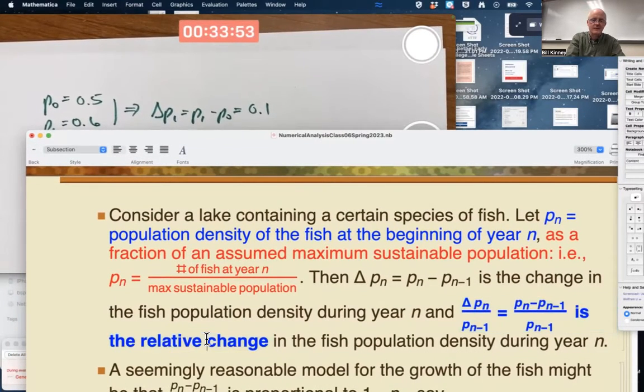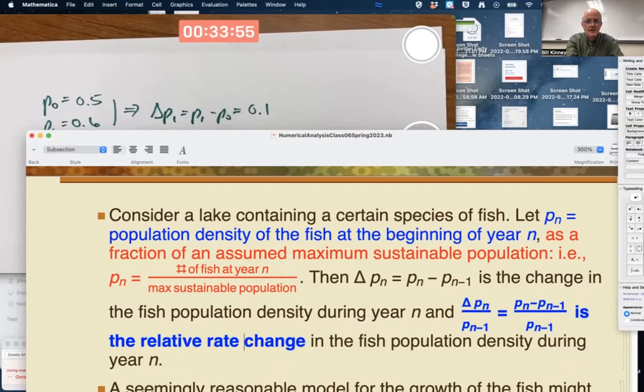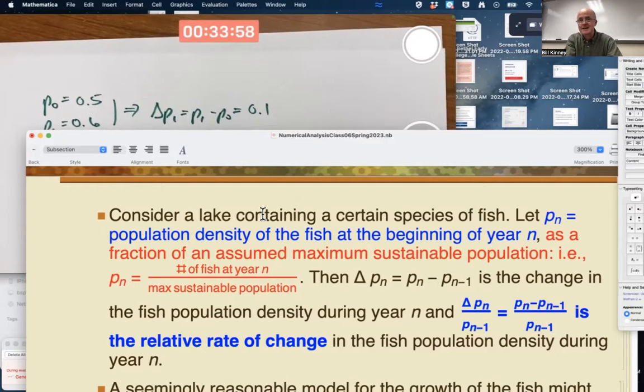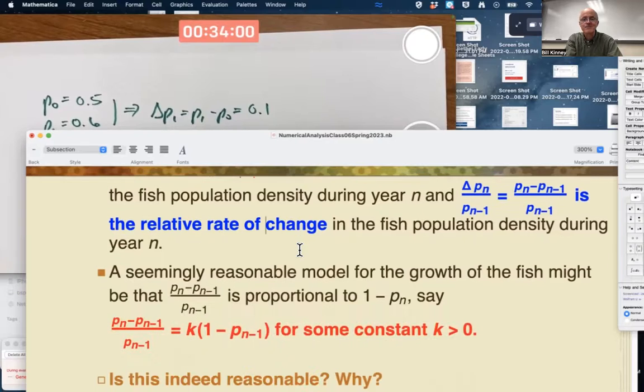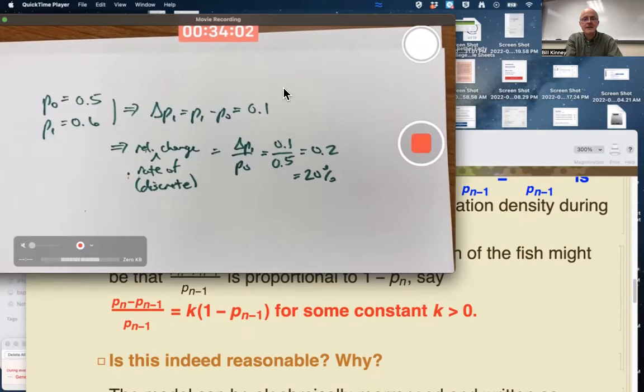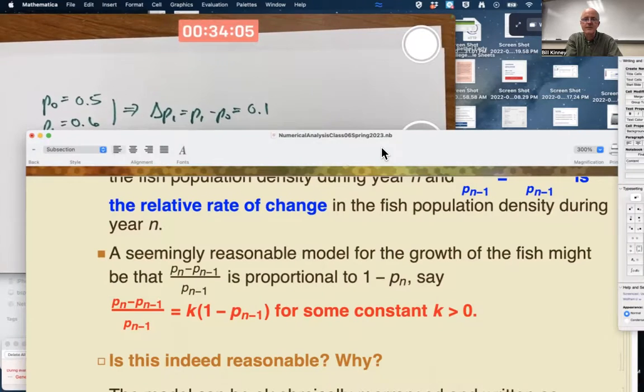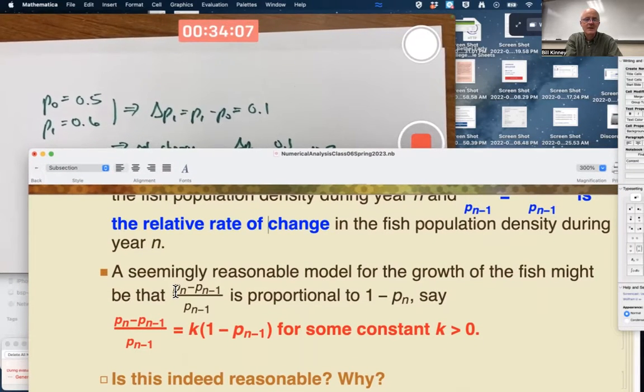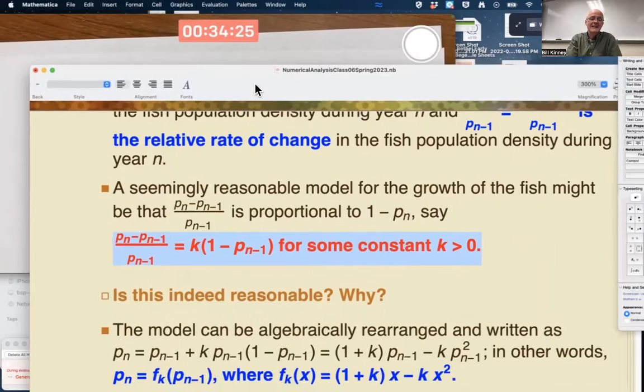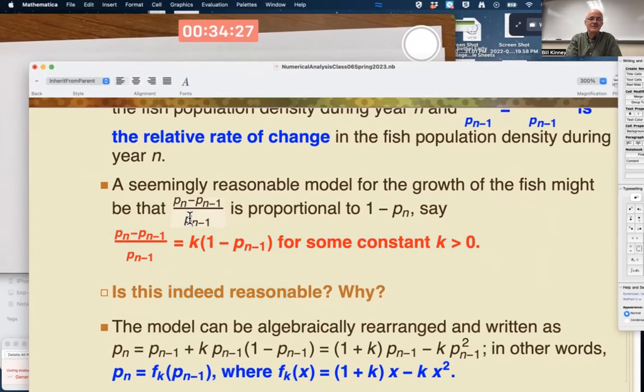Let's go ahead and call that a relative rate of change. It's a discrete rate of change. It's not a continuous rate of change like in calculus. And a seemingly reasonable model for the growth of the fish might be that this relative rate of change is proportional to 1 minus P_n. For some proportionality constant k, this equation might be true, or at least a good approximation. Why? Why is this indeed reasonable?